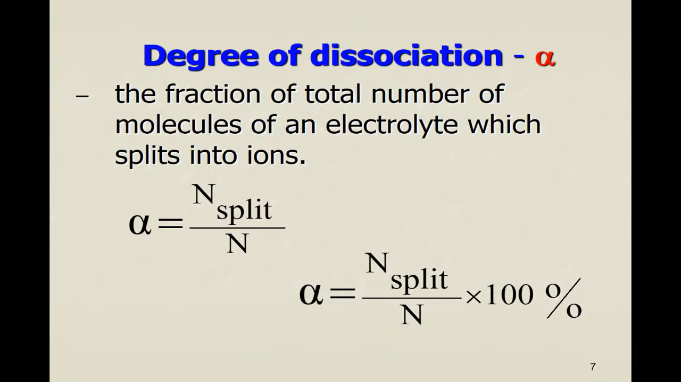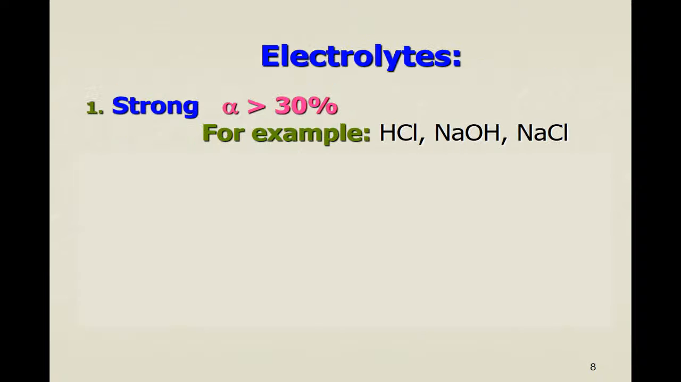So, a very important characteristic of any electrolyte is the degree of dissociation, alpha. It's the fraction of the total number of molecules of an electrolyte which splits into ions. It can be expressed in percent, or not. Here it's very important to understand one thing: when we deal with electrolytes of different nature, they can be classified into three types according to the value of this degree of dissociation or ionization.